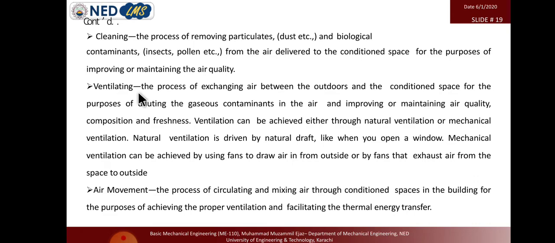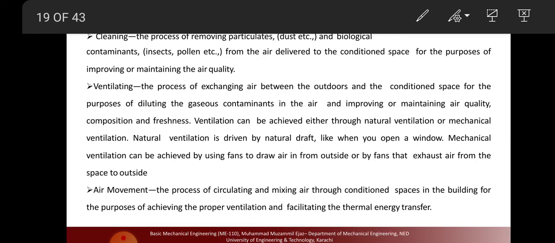So we can exchange air: some air we can rotate from inside of the room, and some air we can take from the outside atmosphere. And we also have some kind of air movement. Normally you can experience the comfort effect of air movement by putting on your room fan. You can feel the comfortable effect, so we also have some air movement inside the room.